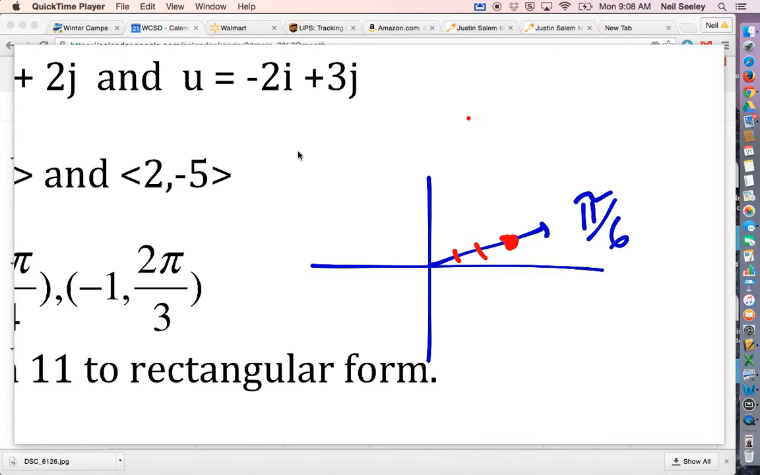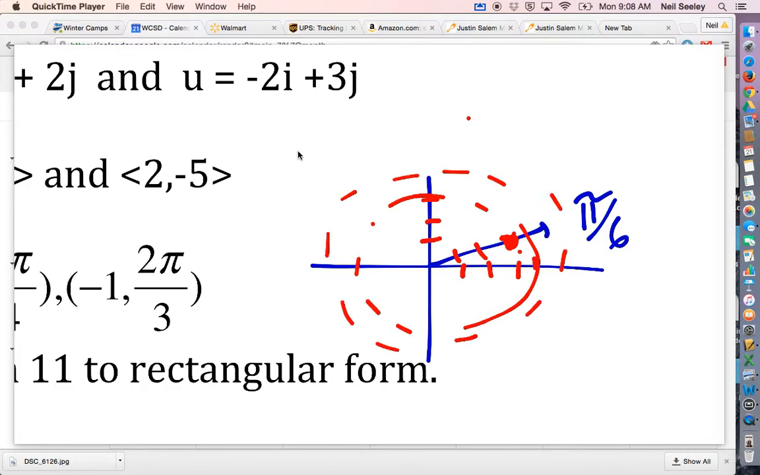Now it's not the same as if you went to the right 1, 2, and 3. The actual polar graph paper has these circles that go around, but really all you need to do is show me I'm facing pi over 6, and I'm walking out 3 units, plot the point, done.